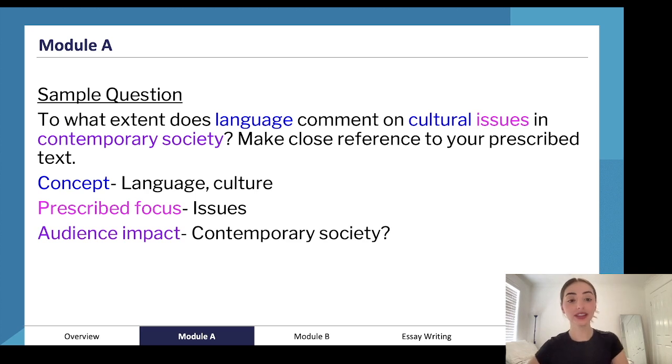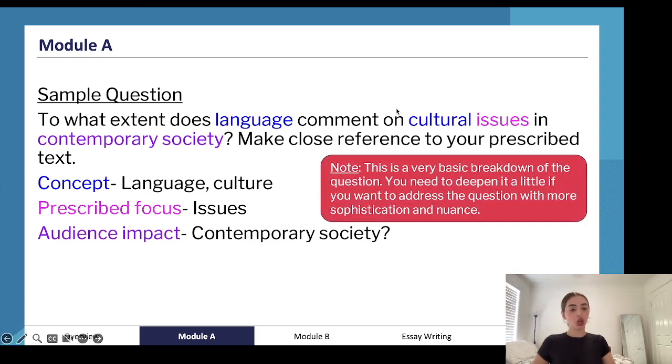Our prescribed focus is cultural issues, okay? While the rubric is focusing on culture alone, it's not focusing on cultural issues explicitly. So our prescribed focus here is not just culture, but cultural issues. Audience impact is contemporary society, specifically. What does that mean? You need to make note all throughout of what's distinct about the cultural issues in society that your composer is commenting on, and the reception to those cultural issues.